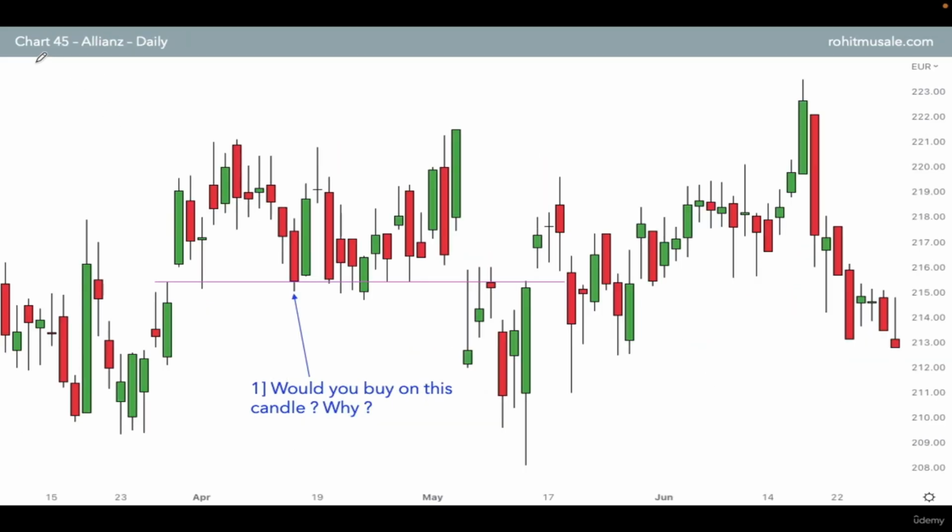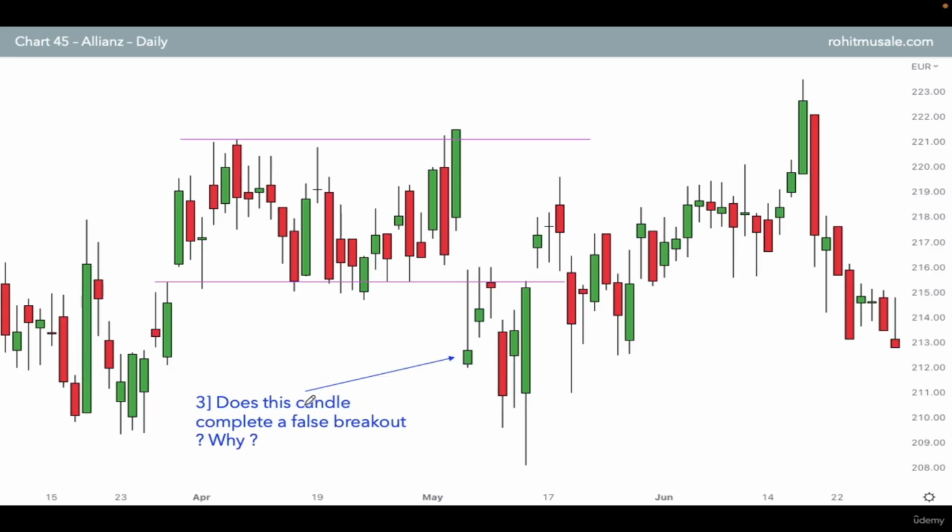So this is chart number 45, Allianz daily time frame. Question 1, would you buy on this candle and why? So this red candle. Number 2, would you buy on this candle and why? So this green candle. Number 3, does this candle complete a false breakout and why? So you look at this pink line and this candle.